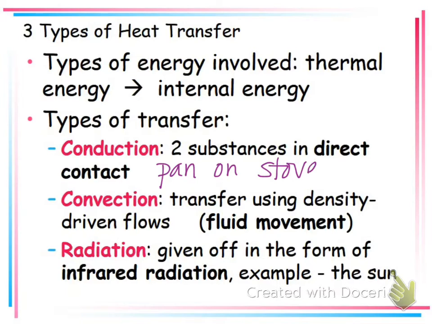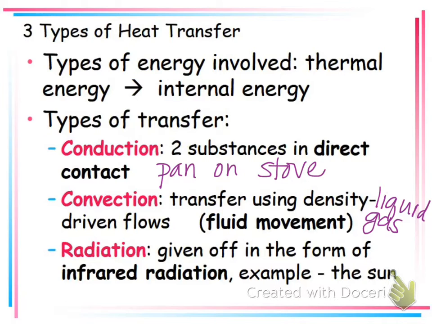So we put a pan on the stove, we turn the stove on, regardless of it being gas or electric. If it's in direct contact, the metal heats up and gets hot. Convection is the transfer using density-driven flows. It is for fluids. That means liquids and gases.